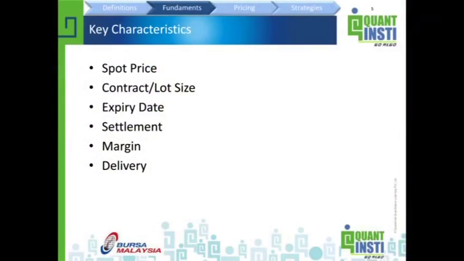So, key characteristics of futures. First would be the spot price. So what is the spot price? The spot price is the underlying instrument price. In case of gold, the underlying instrument is the physical gold, the actual gold which is getting traded in the physical market. In case of an index, say FKLI, the underlying instrument would be the KLI index, the stock index. In case of an equity future, it would be the cash stock, whatever price the cash stock is trading at. So that is your spot price.